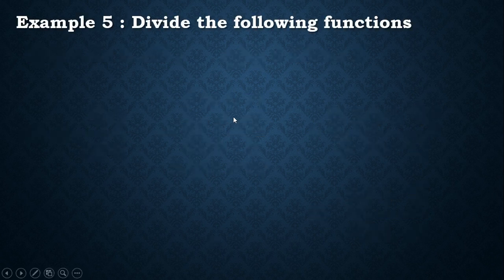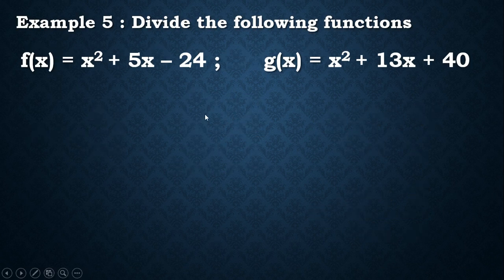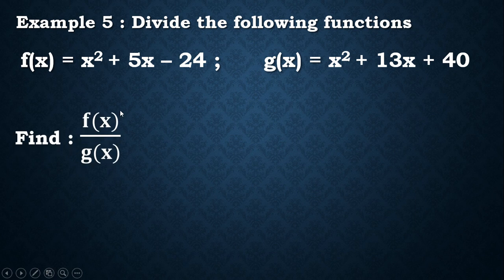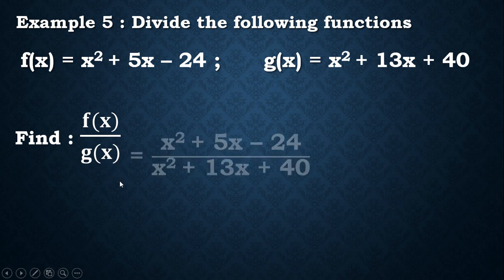Example number 5. Divide the following functions. f of x is equal to x squared plus 5x minus 24. g of x is equal to x squared plus 13x plus 40. Again, we have to find f of x over g of x, or f of x divided by g of x. After that, we have to substitute those f of x and g of x.